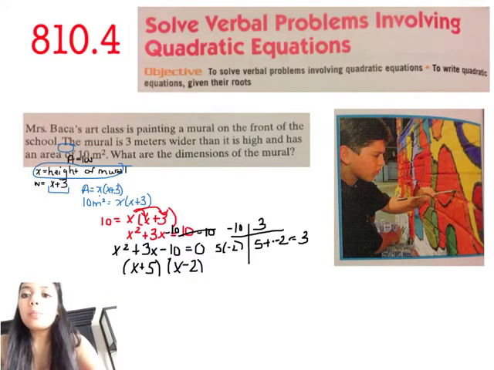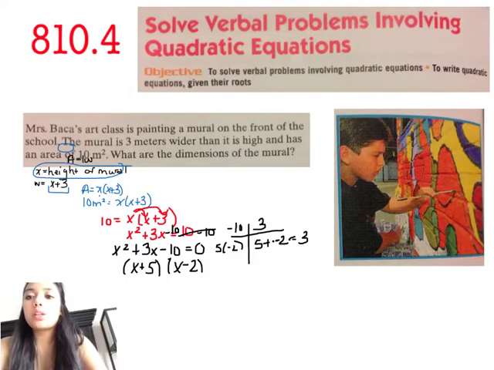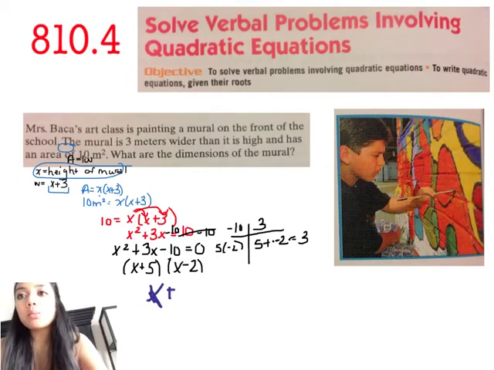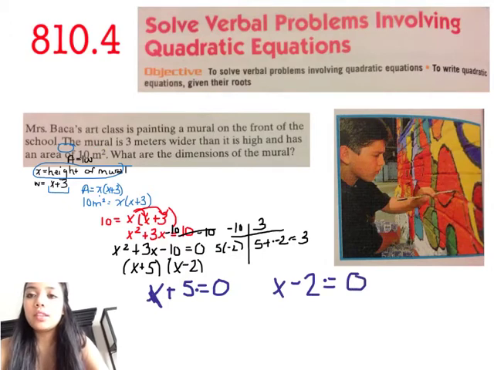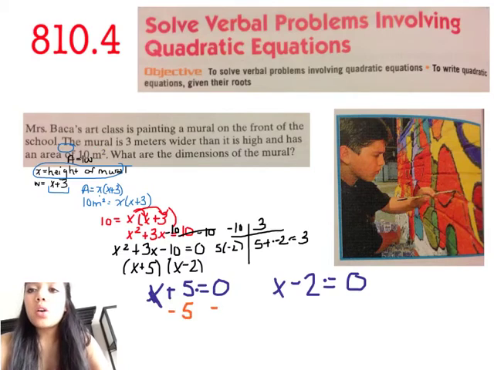So let's look back at what this question is asking us. Because we have two different answers, and we can't have two different answers. I mean, what are the dimensions of the mural? We're not looking for volume where you need 3 dimensions. So we'd have this dimension, and then the height of the mural. So we only need 1. So the dimensions of the mural, we can reject that it's negative.